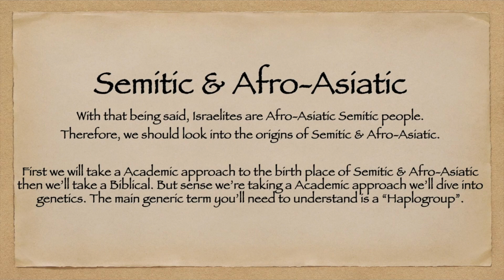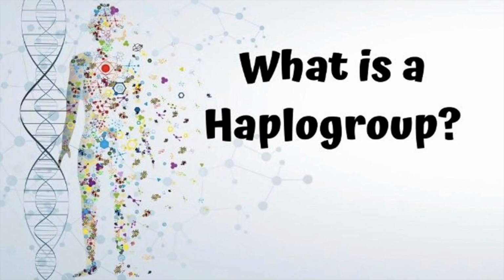First, we'll take an academic approach to the birth of the Semitic and Afro-Asiatics. Then we'll take a biblical approach, which will be in the next video, part 2. But since we're taking an academic approach, we'll dive into genetics as well. The main genetic term we need to understand is a haplogroup, which I've done a video on. You can refer back to that video for more information, but I'll give a quick breakdown right now of what a haplogroup is.